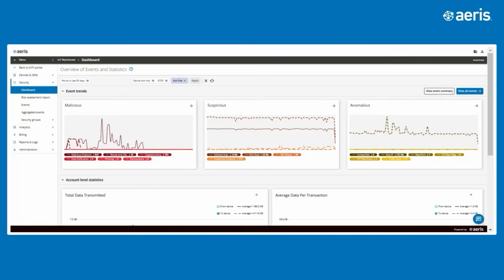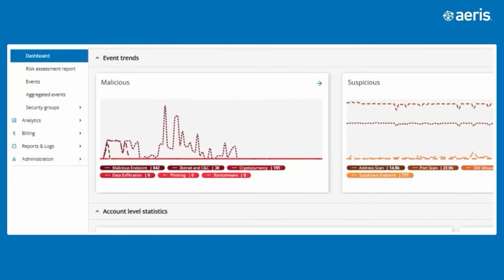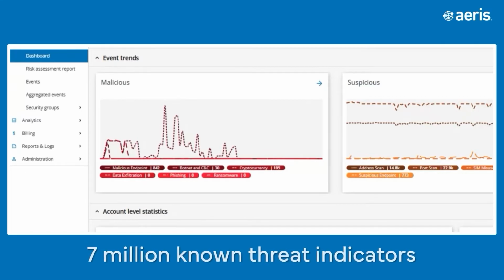The dashboard charts provide an aggregated view of threat events identified up to 90 days. Now let's look at the charts one by one. Malicious events are flagged when devices attempt to or are communicating with malicious domains or flagged IPs. This is based on reputational threat intelligence from over 7 million known indicators.